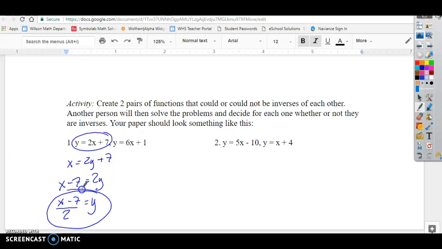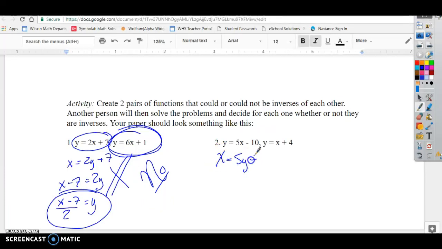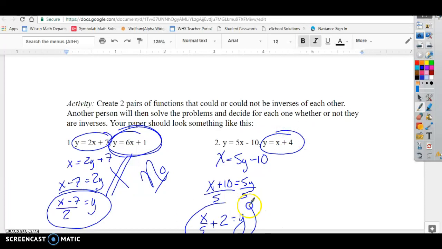So this does not match this. They are not the same. So you should say they are not inverses. It's the same thing here. Okay, let's switch the x and the y. So I'm going to add the 10 over, and then I'm going to divide by 5. So this is x over 5 plus 2 equals y. And again, this is not the same as this, so they are not inverses. Okay? So that's how you would do that.